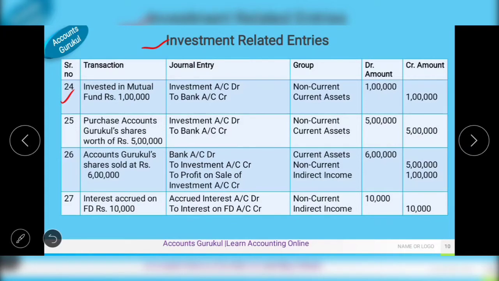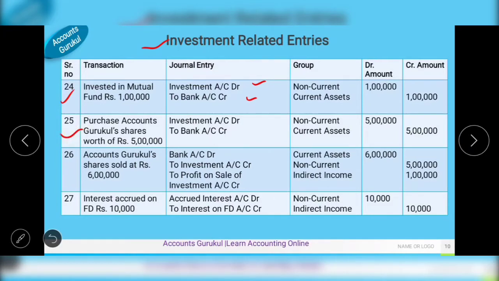The investment account is debited, and this is a non-current asset. Current and non-current assets: any asset which is going to be recovered or withdrawn within 1 year, we have to consider as a current asset, and if it's going to be more than 1 year, then we consider it a long-term asset, a non-current asset. So an investment in a mutual fund might be for 2 years, 3 years. Considering that factor, it's a non-current asset. So investment account debit to bank account credit for the same amount.